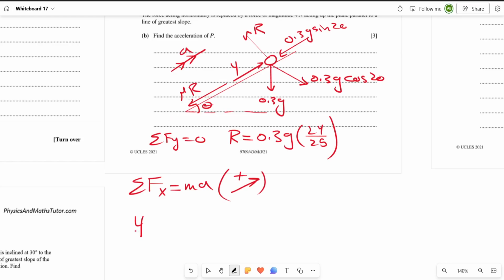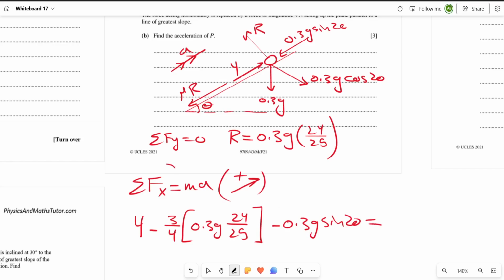And then this mu R is down, so it's going to be minus mu, which was 3 over 4, times R, which is 0.3 g times 24 over 25. And then this 0.3 g sine 20 is down, so it's also going to be minus 0.3 g sine 20. This is the sigma F of x. We don't have any forces in the x direction. We finished all of them. This is going to equal m, which was 0.3 kilograms, times a.